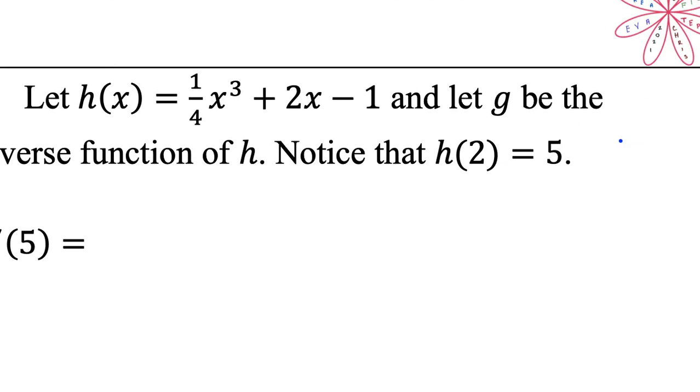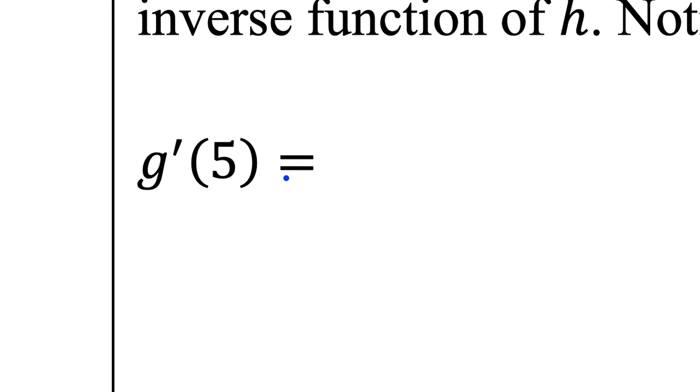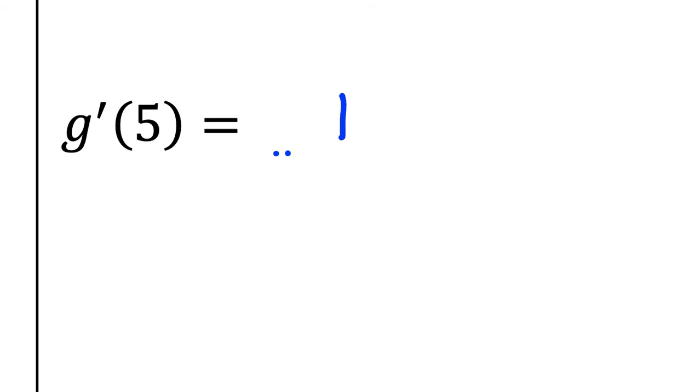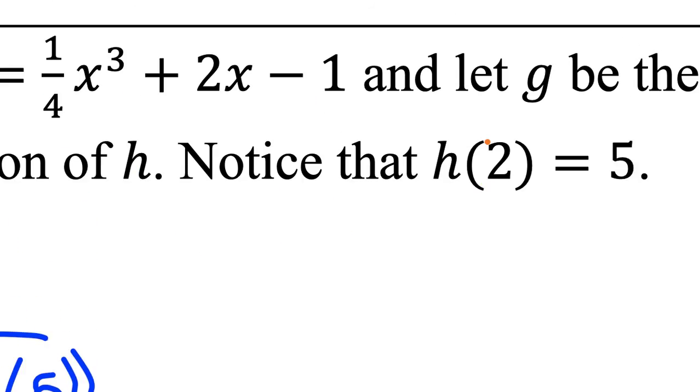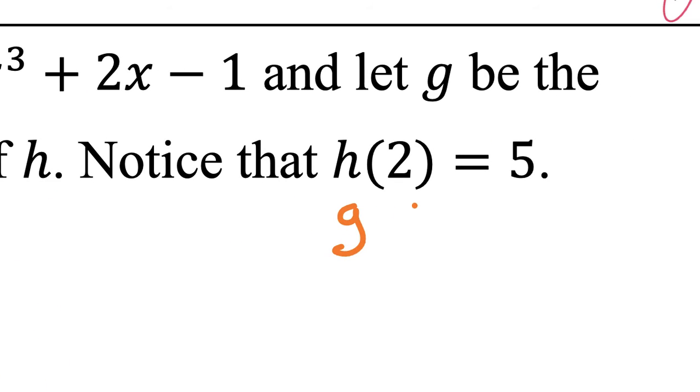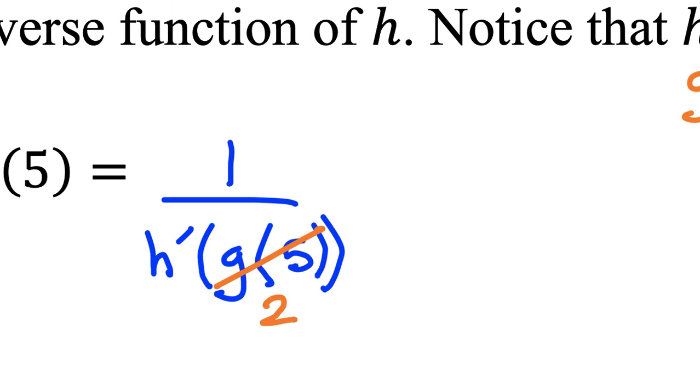Number 2, I have letters G and H. G is the inverse of H, so in terms of G and H, what is G prime? Try out your formula on your own. It's going to be 1 over H prime of G of 5. It's one of those formulas that you're just going to have to get the hang of. Luckily, I gave you lots and lots of practice. So in order to do that, what is G of 5? Well, check it out. G of 5 is equal to 2 because that's the definition of our inverse function. So I come back down here, and our new fraction is 1 over H prime of 2.